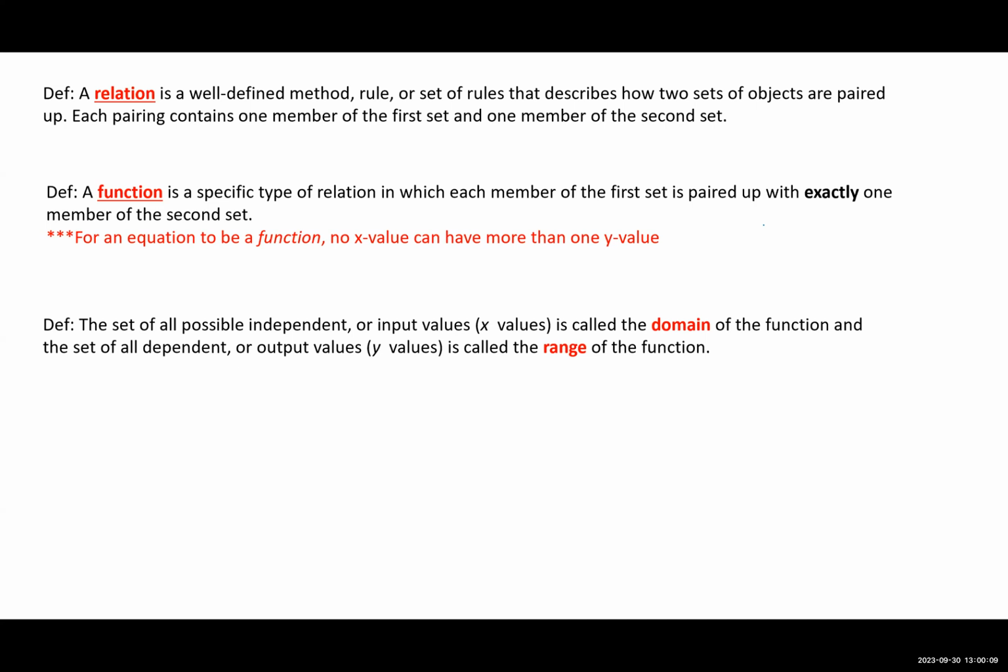The domain is the set of all x values or the set of all independent or input values. And the range is the set of all y values or dependent values or output values. So these words, dependent, output, y value, range, they all go together. And independent, input, x values, domain, they go together.